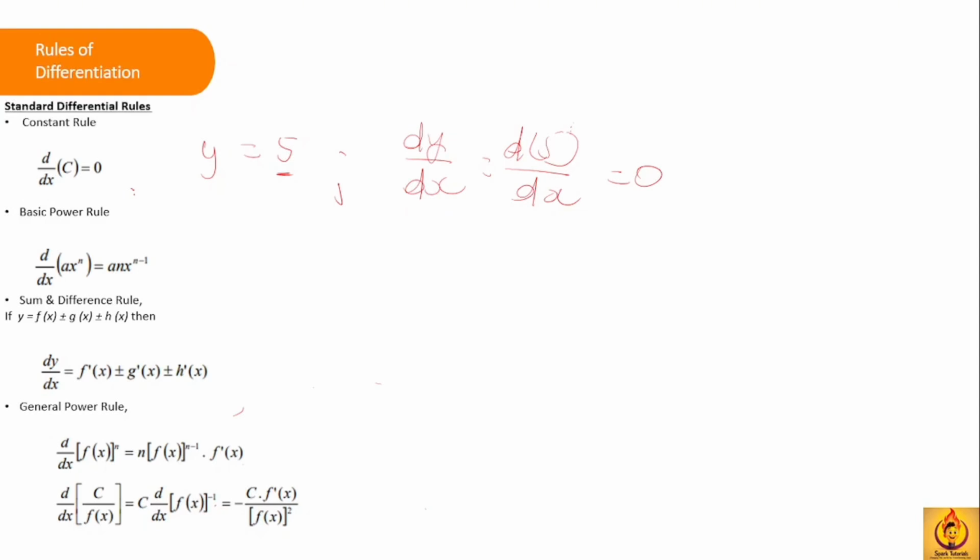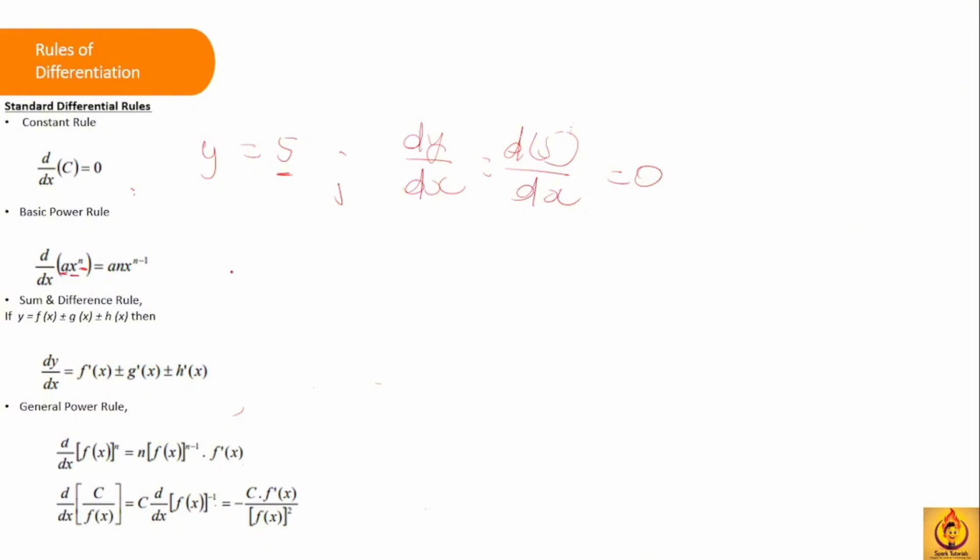And then the second rule is the basic power rule. What the basic power rule states is that the derivative of a function with a power n, with a constant a, will be that constant multiplied by that power n, multiplied by the function to the power n minus 1.